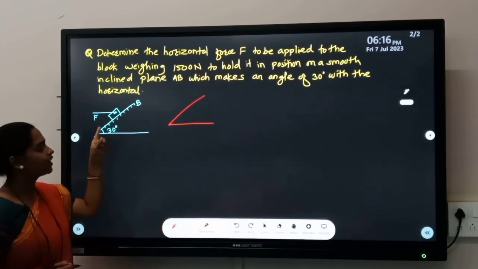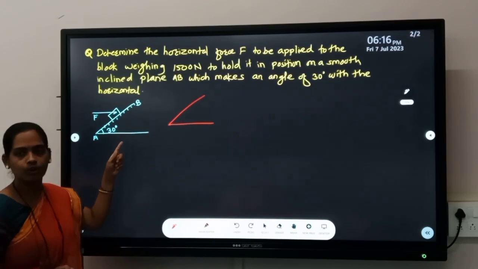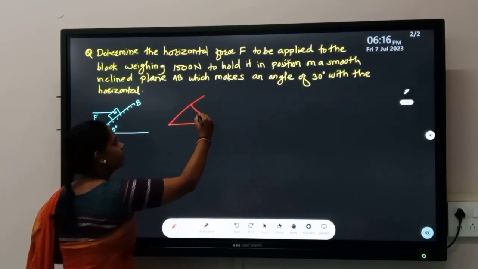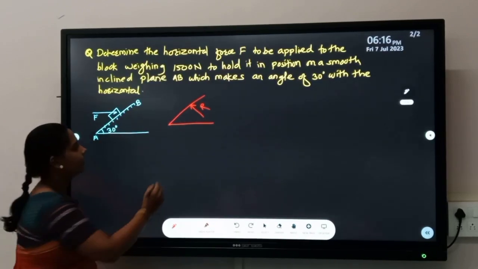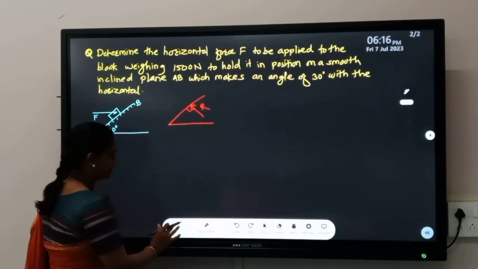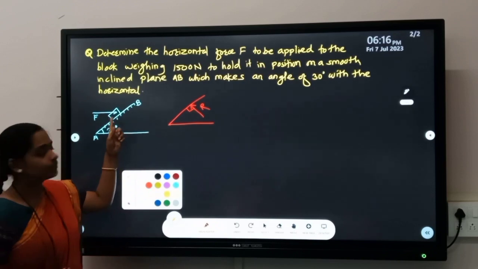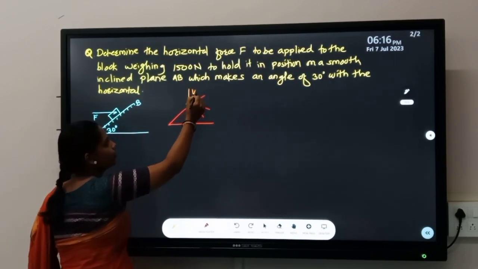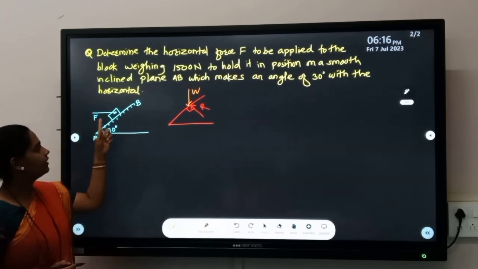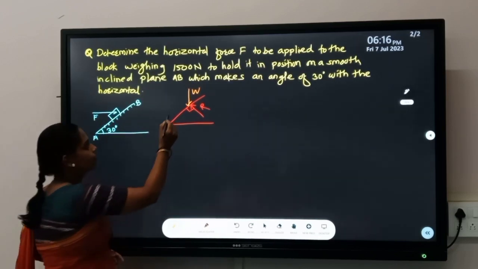Suppose I remove this particular floor, what will happen? This block will fall down. That means one reaction R is supporting the block from the floor. Then again it is 90 degree. Then the self weight of the block is acting vertically downward, denoted by W, and the horizontal force will be as it is.